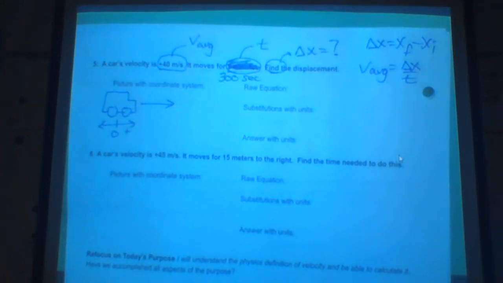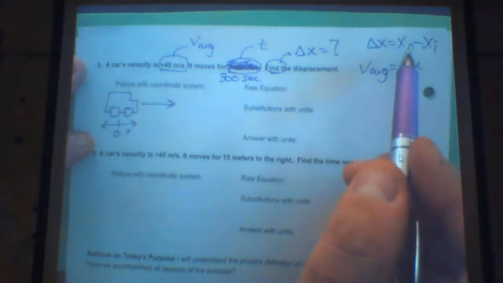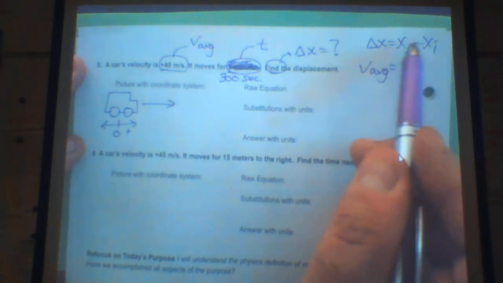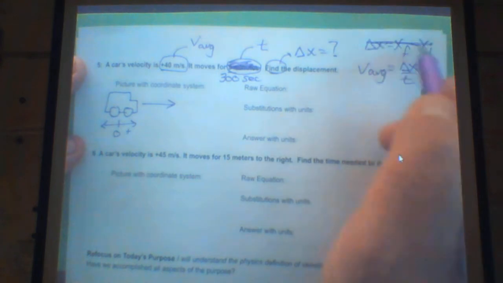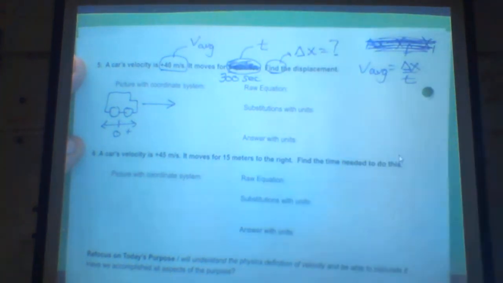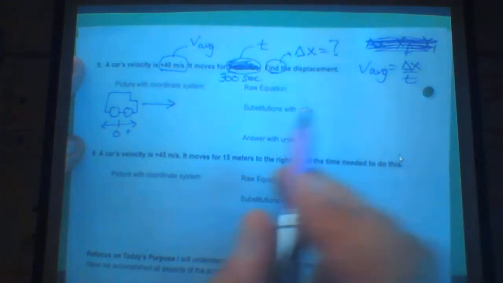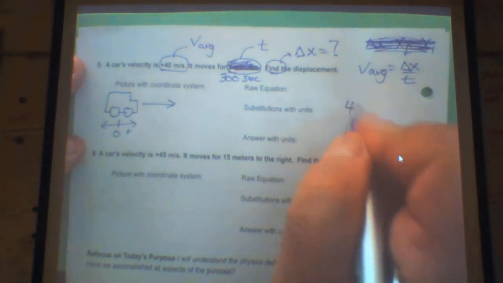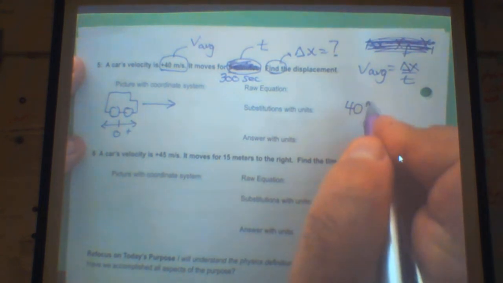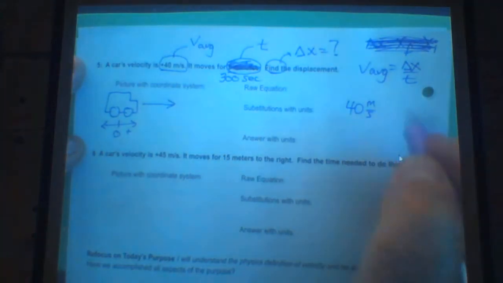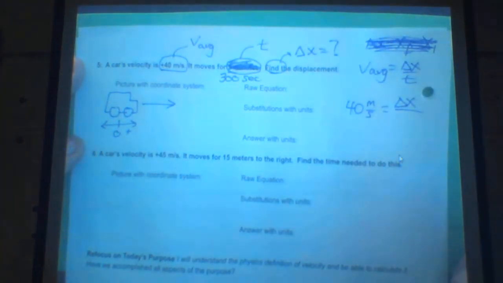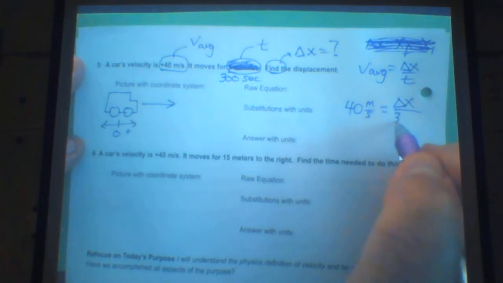Well, you have to have numbers for everything else in the equation. I do not know the final location. I do not know the initial location, so I cannot use this first equation at all. This one I can use. Let's substitute in our numbers. The average velocity is 40 meters per second. The delta x is what I'm looking for, so it stays letters. And then the t is 300 seconds.